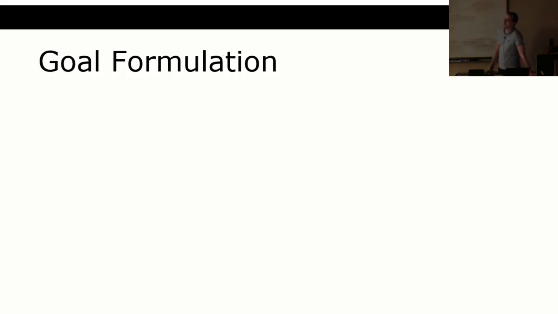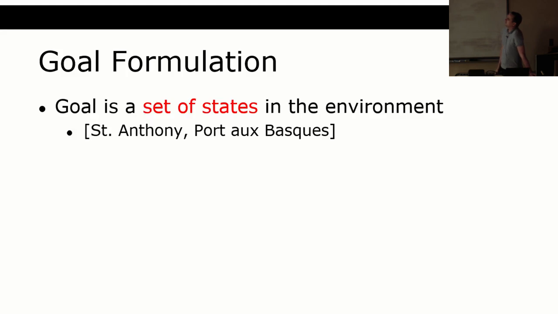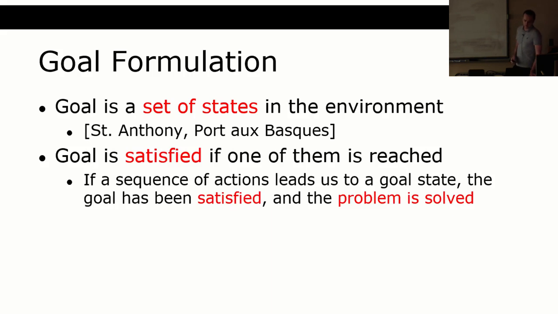So how do we know what our goal is? Well, some sort of goal formulation is necessary. In this example, the goal would be one of a set of states in the environment. And so we have a set here of St. Anthony or Port aux Basques. These are the places that the person wants to go to. And so we know that the goal is satisfied if we get to one of the states of the environment where the agent is in one of these places. And so the goal is satisfied if one of them is reached.